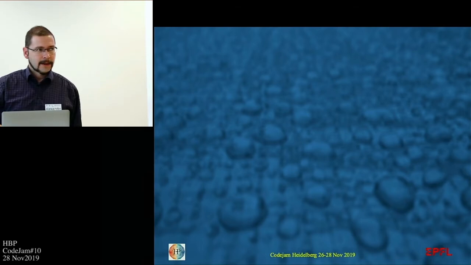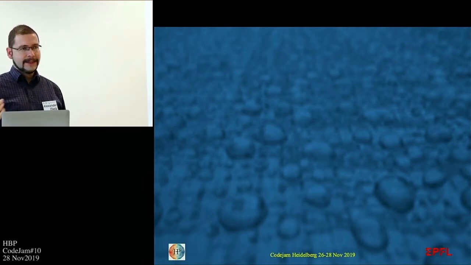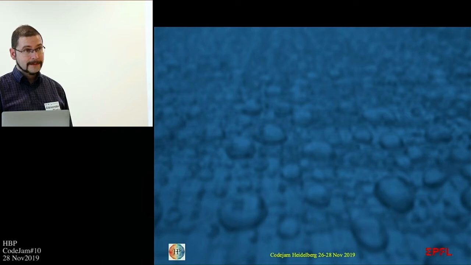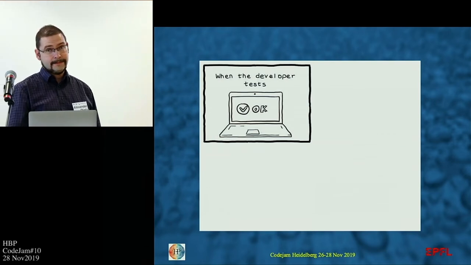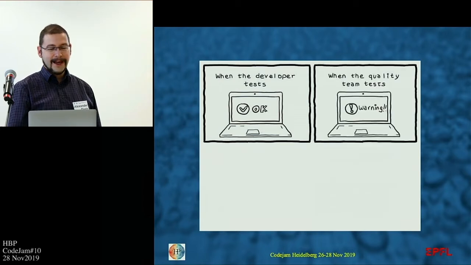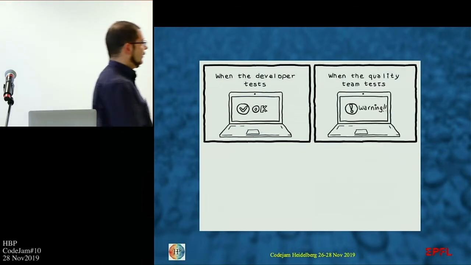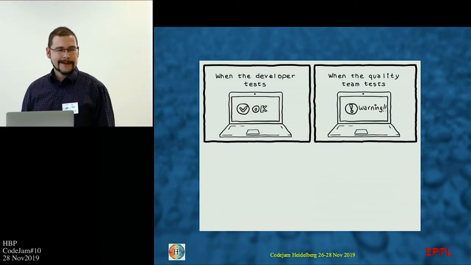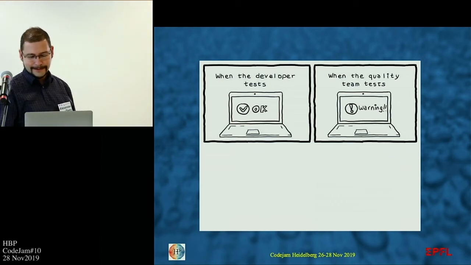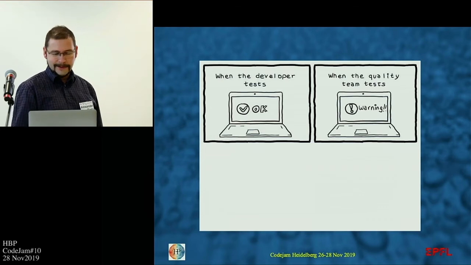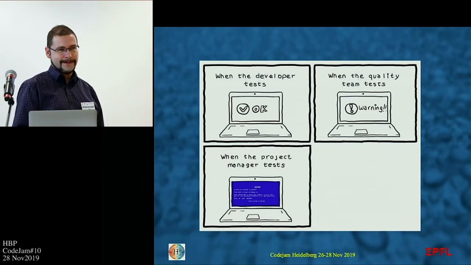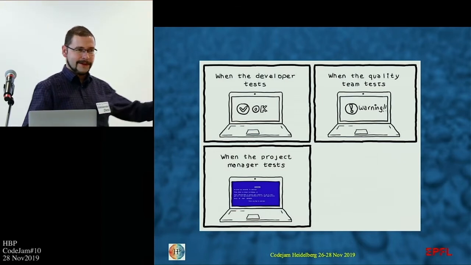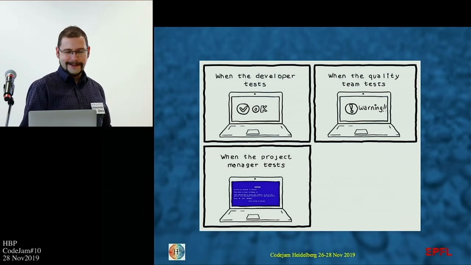But why do we need testing now? And also what I'm doing. When the developer tests, everything is always okay. No problems. When the quality team tests, yes, there might be a warning: you should look after something, fix that. But if it's the product manager or project manager who tests, you might crash something. And the worst you can do is have no testing at all. Then the end user tests, boom.